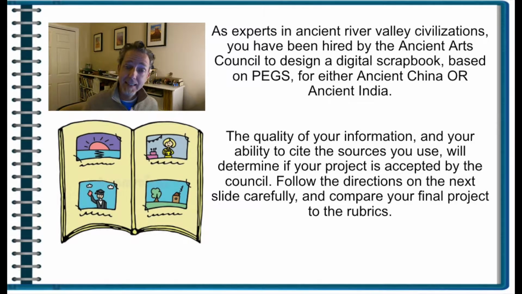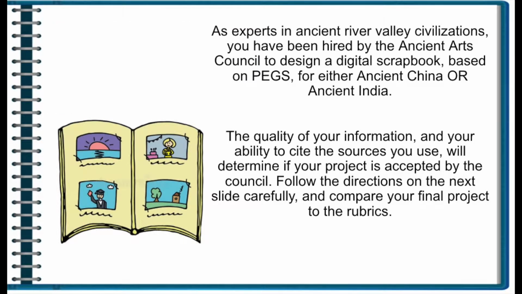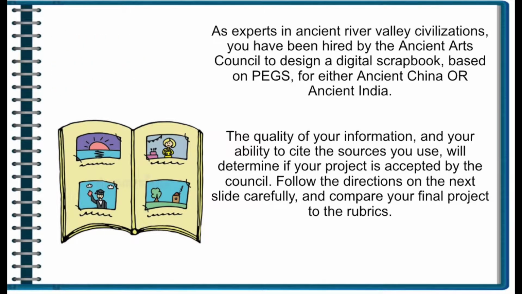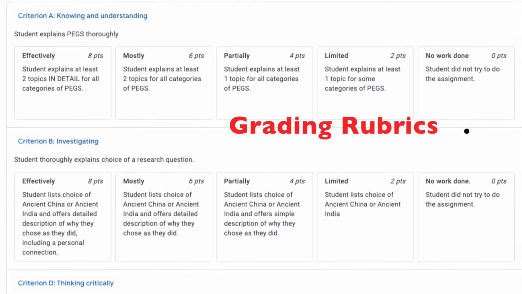The second slide is the introduction. It says, as experts in ancient river valley civilizations, you have been hired by the Ancient Arts Council to design a digital scrapbook based on PEGS for either ancient China or ancient India. We're not doing both, just one or the other. The quality of your information and your ability to list the sources you use will determine if your project is accepted by the council. Follow the directions on the next slide carefully and compare your final project to the rubrics.